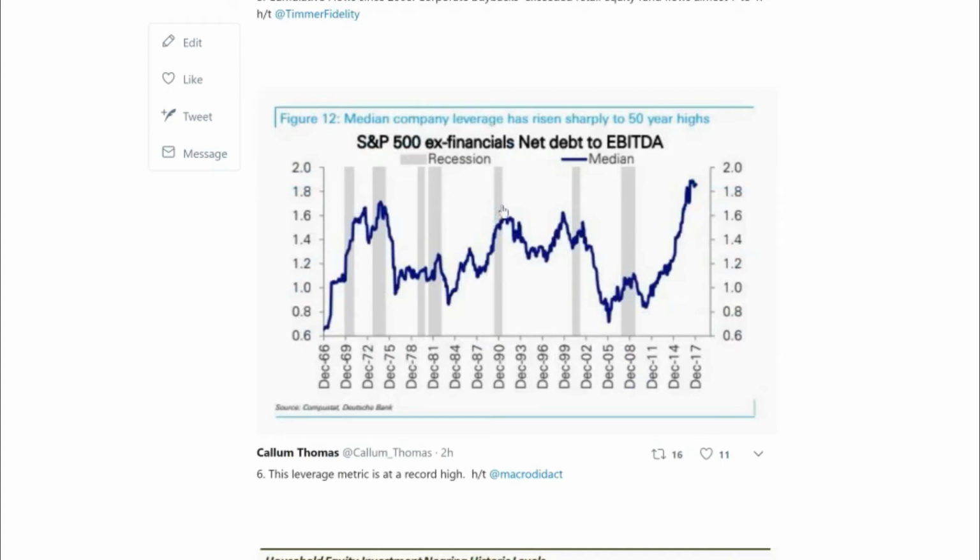Interesting one here. This is the median net debt to EBITDA ratio for non-financial S&P 500 companies, and you can see there that it's at a record high. Now, a couple of things to note about this one. First of all, if you look at where we're at the moment versus back in the 70s and 80s, around that period there, interest rates were in double digits. And they're still pretty high in the 90s as well. Whereas now, bond yields have gone up quite a bit in the last few months, but they're still pretty low levels.